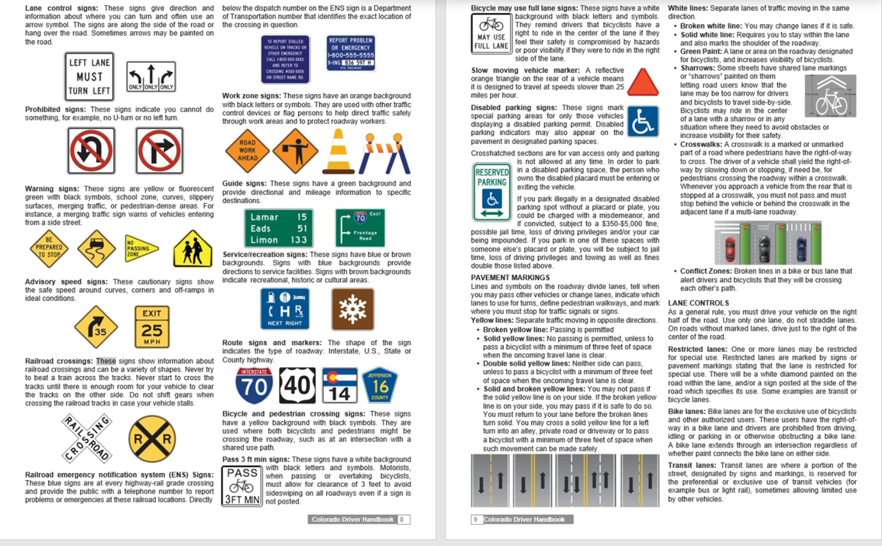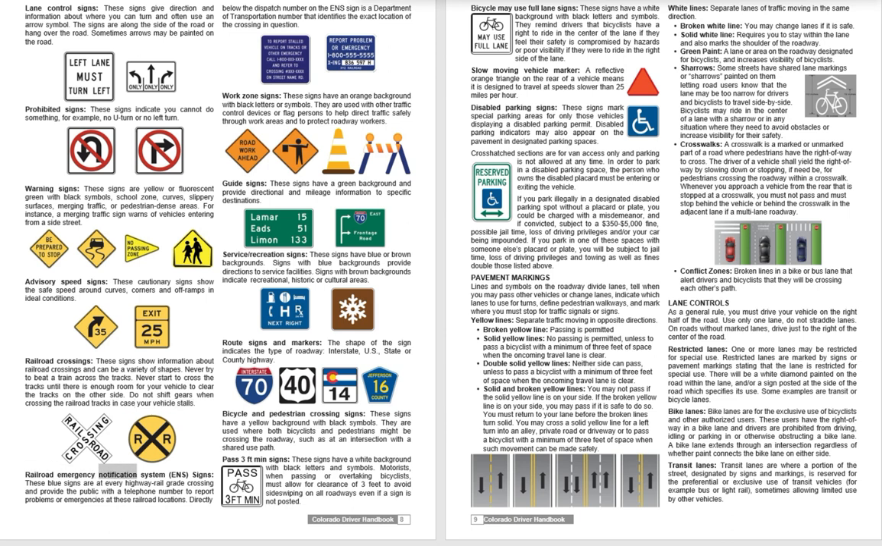Railroad crossings. These signs show information about railroad crossings and can be a variety of shapes. Never try to beat a train across the tracks. Never start to cross the tracks until there is enough room for your vehicle to clear the tracks on the other side. Do not shift gears when crossing the railroad tracks in case your vehicle stalls.